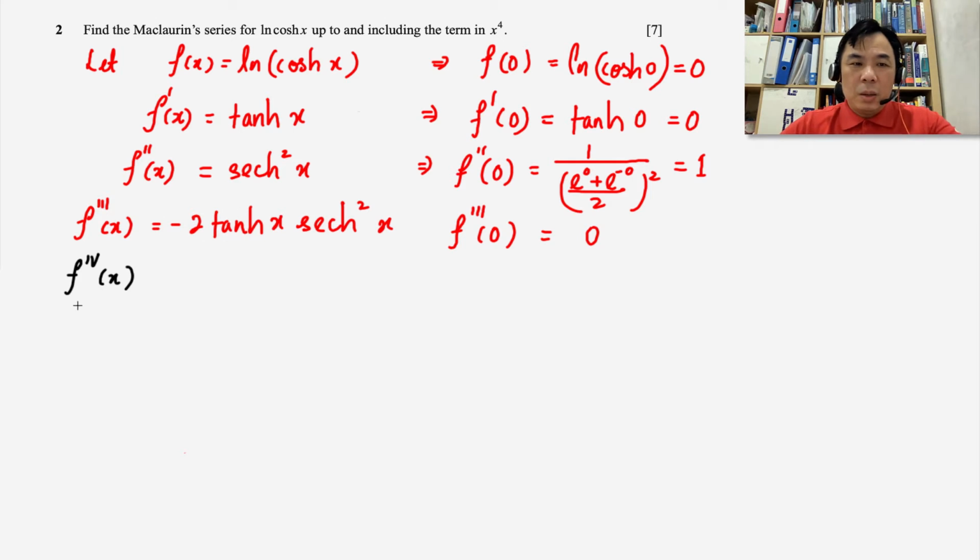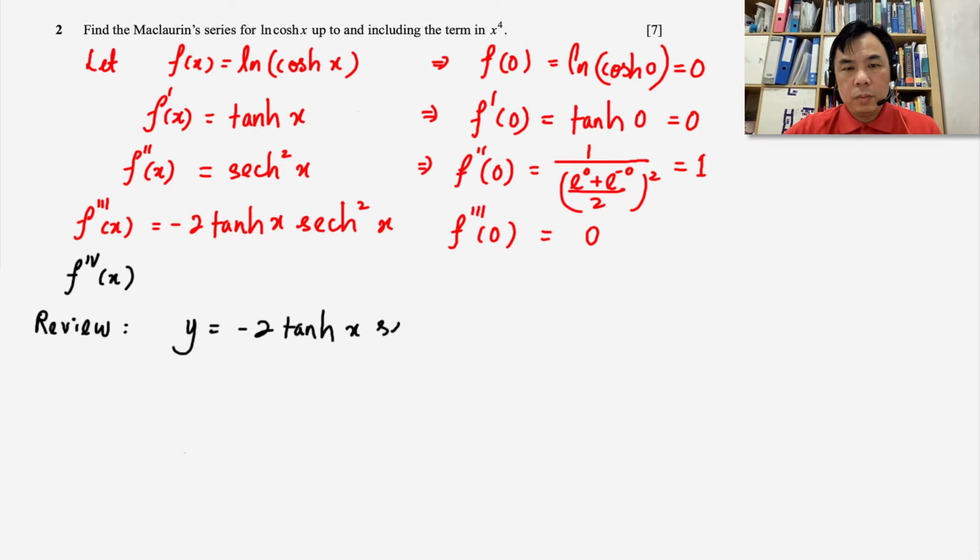Now, I'm going to recap one more time how to differentiate this by using product rule. Okay, so I'm going to rewrite this as y, so 2 tanh x sech squared x. Now I'm going to differentiate this. I just write down y prime there. It's easier for me to refer to its differentiation.